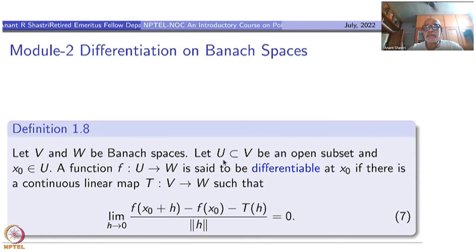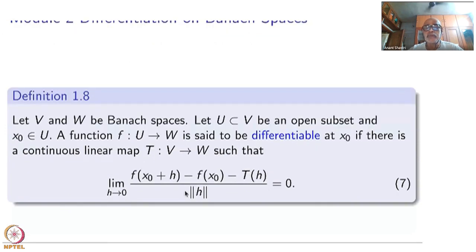Take a subset U contained inside V, an open subset around a point x naught. Okay, V is a vector space, a normed linear space. So open subset makes sense because we are using the norm to induce a metric to induce a topology. Start with an open subset U around a point. A function defined on this open set into another Banach space is said to be differentiable at a point x naught if there is a continuous linear map T from V to W such that this limit is equal to zero. What is this?